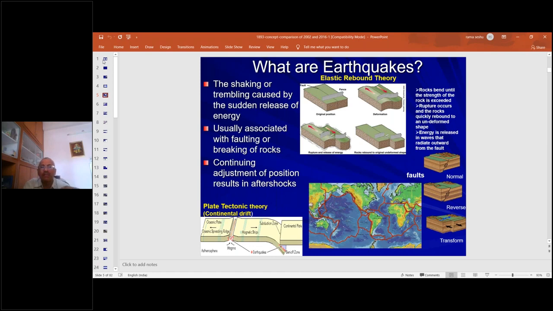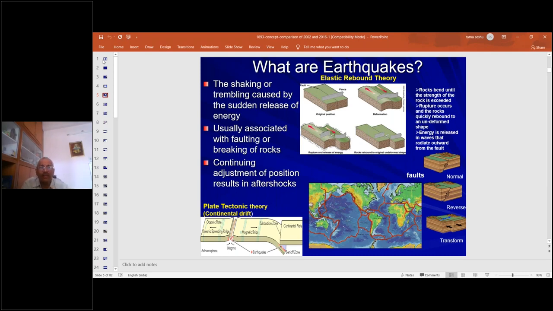There are different theories behind the origin of earthquakes. The most popular ones are the elastic rebound theory and the plate tectonic theory. In the elastic rebound theory, rock masses under the action of loading bend until the strength of the rock is exceeded. Whenever the strength is exceeded, a rupture occurs in the rocks. After the rupture, these rock masses quickly try to rebound to their undeformed shape. In this process, a huge amount of energy is released in the form of waves that radiate outward from the fault zones, and that creates an earthquake.